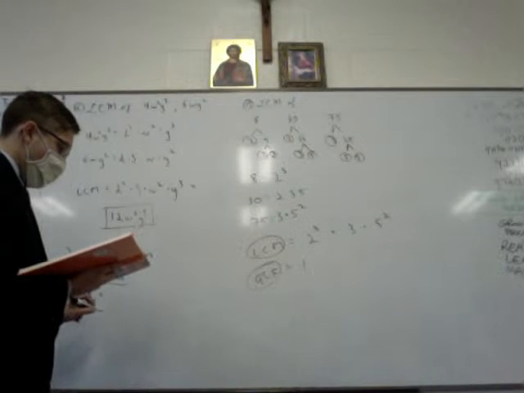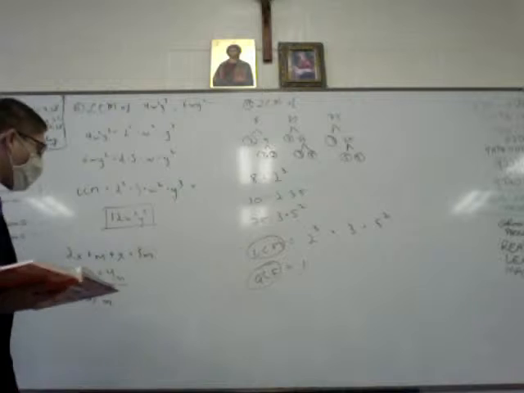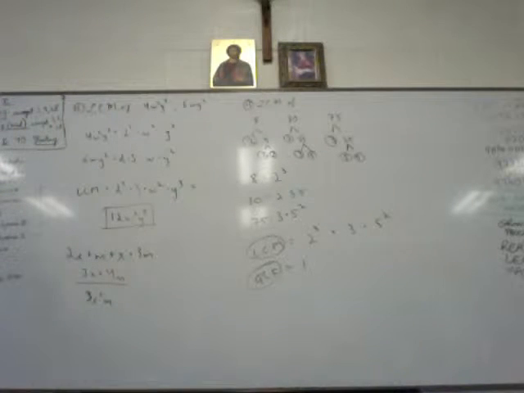Wait, which one is it? x squared, 3x squared m. Yeah. Now, at this point, you should ask yourself, can I simplify this?